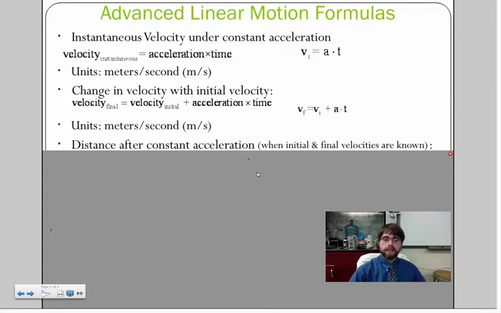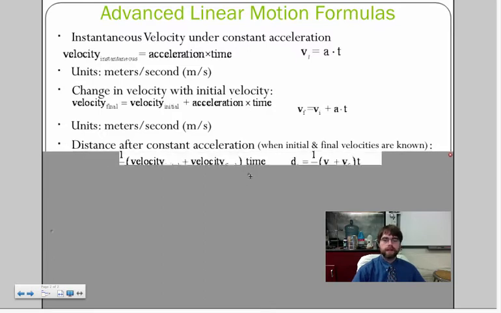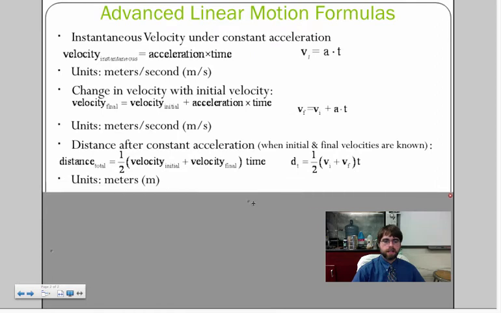Another formula for you here, distance after constant acceleration, when we know both the initial and final velocities. Sometimes it depends on what's known and what's unknown. So under this particular circumstance, we have a constant acceleration, and we know our initial and final velocity. That is, we know how fast we were going to begin with, and we know how fast we ended. And then the total distance covered in that time is equal to 1/2 the velocity initial plus the velocity final.